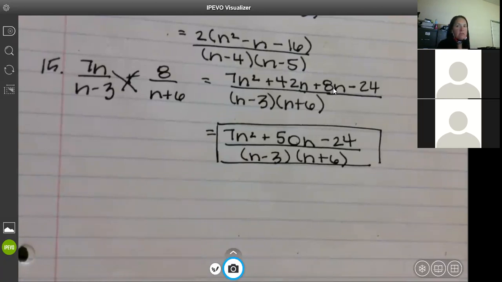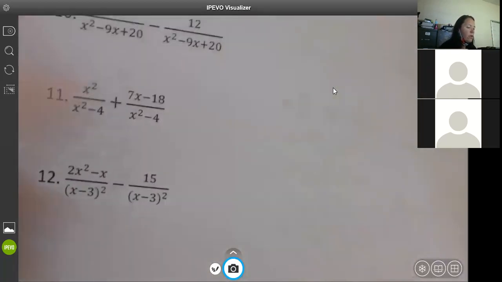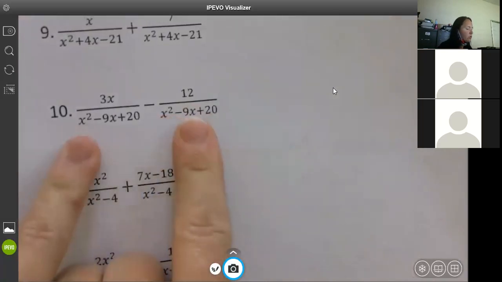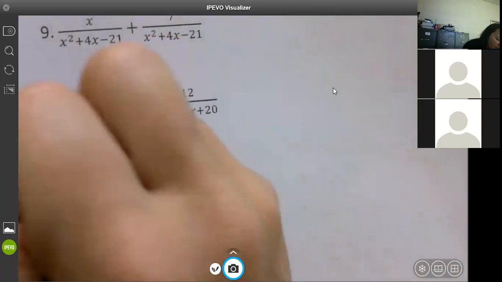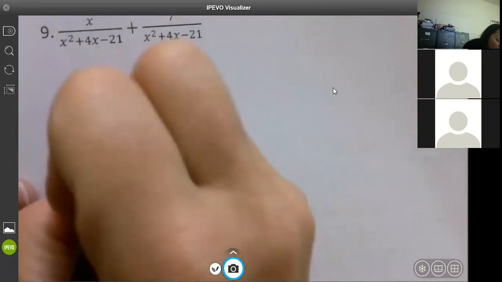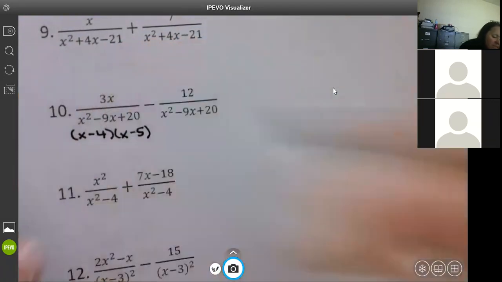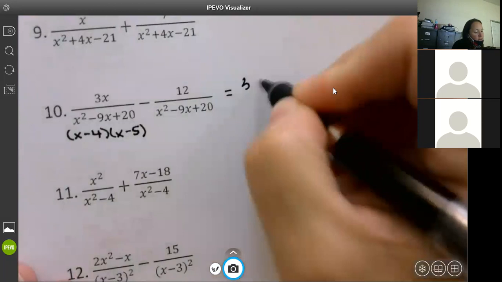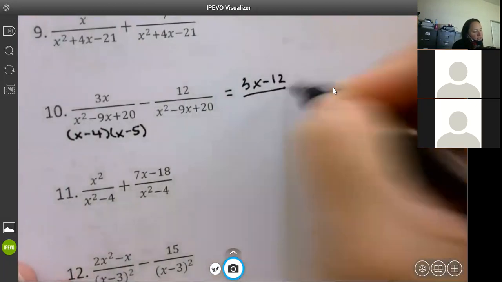So again, I would go ahead and try it. Watch the subtractions. I know that you guys are on there. Let's look at this, this is for tomorrow. When you do this subtraction right here, you're going to have to factor these first. So this is going to factor into x minus 4, x minus 5. They're the common denominators. Just make sure that you push it together as a minus.